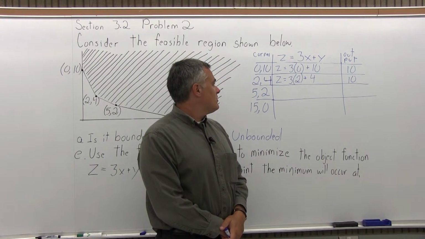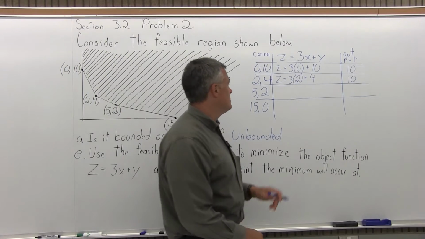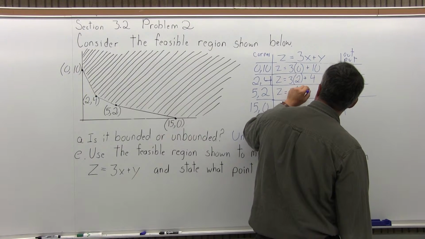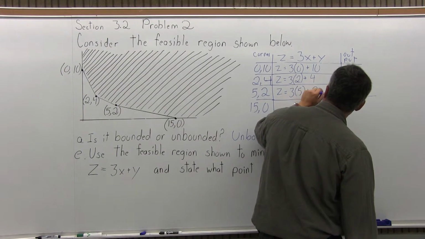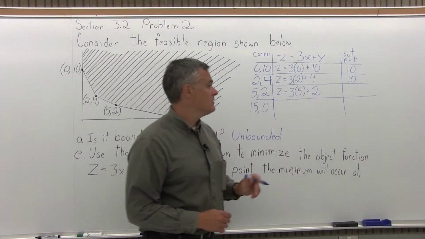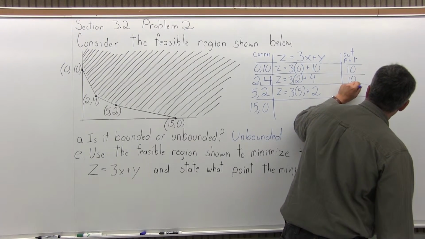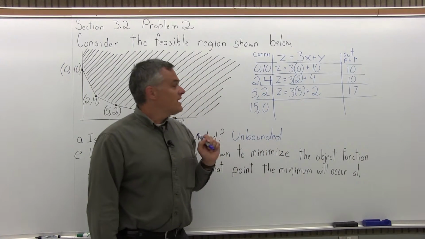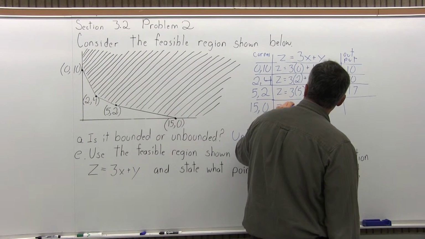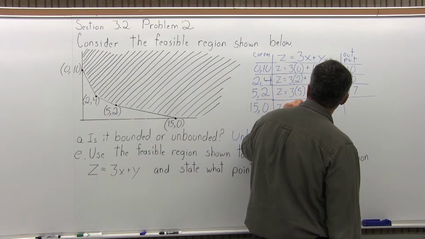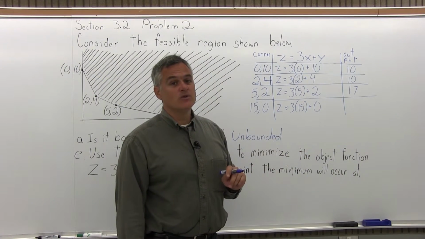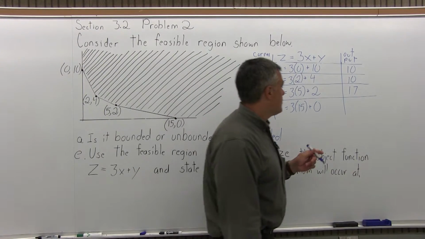And the next corner point is 5, 2. So z equals 3 times x becomes 3 times 5, and then plus y is plus 2. So 3 times 5 is 15. 15 plus 2 more is 17. So the output at this corner point is 17. And finally, the last corner point of 15, 0. So z equals 3 times x will become 3 times 15, and then plus y is plus 0. So 3 times 15 is 45. And then 45 plus 0 more is 45.